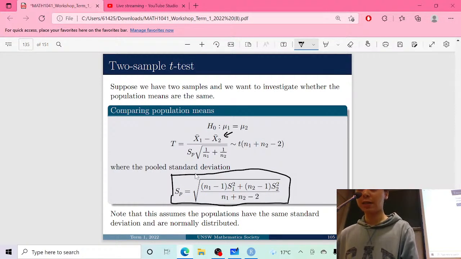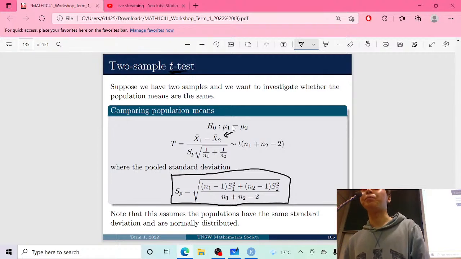So the pooled standard deviation is just going to be whatever this thing here is. S1 and S2 are the sample standard deviations that you have from your samples, and N1 and N2 are the number of samples in your specific samples. And what you can see here is that your test statistic takes in a t-distribution, as you should expect, because we're dealing with a t-test here.